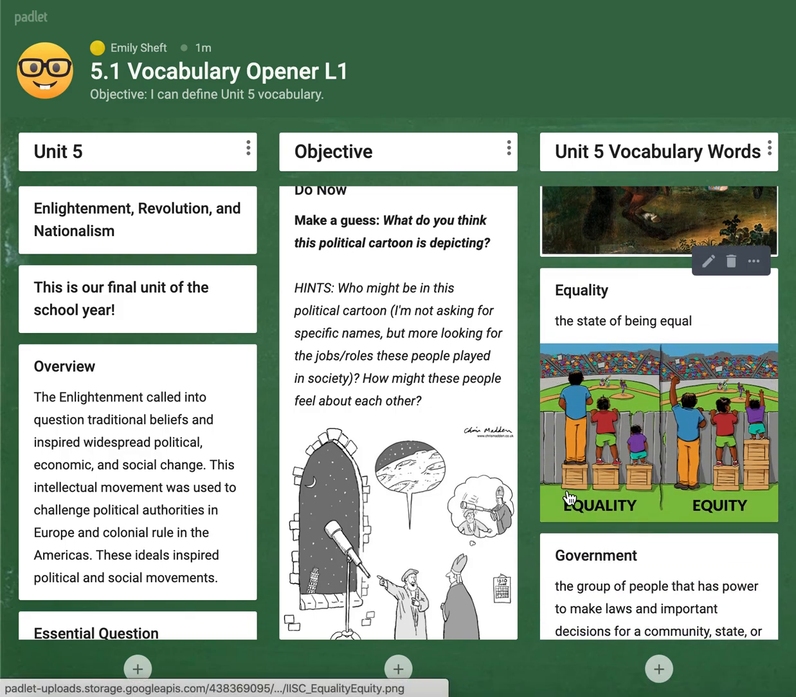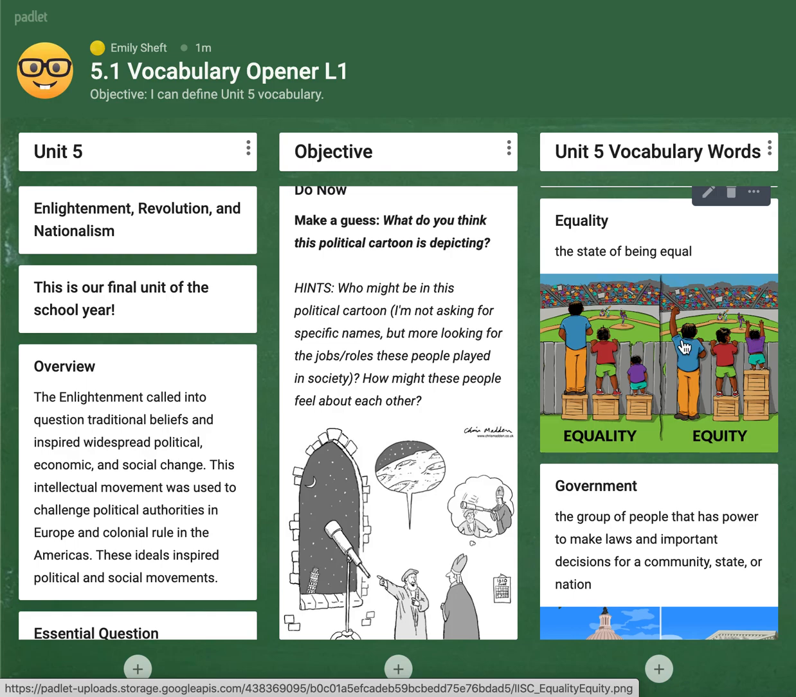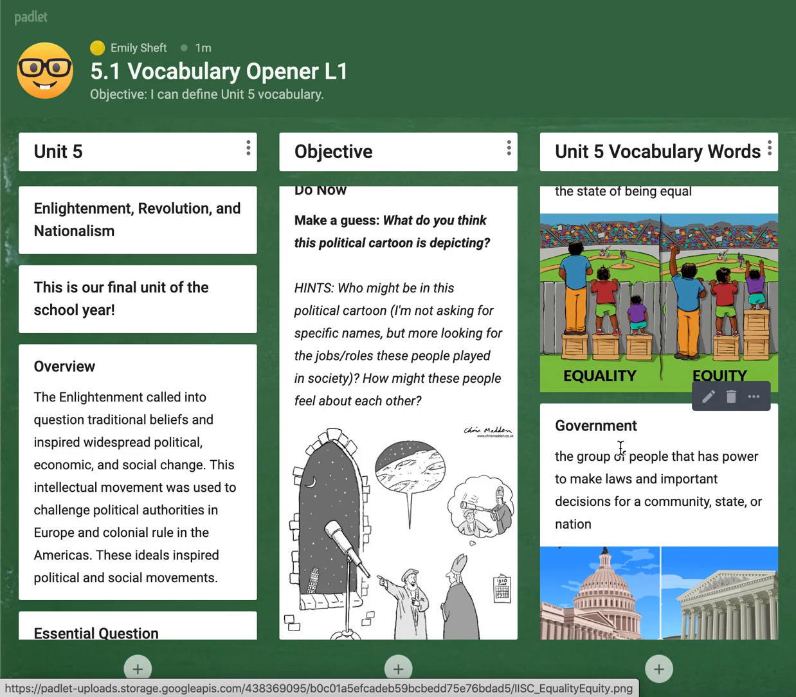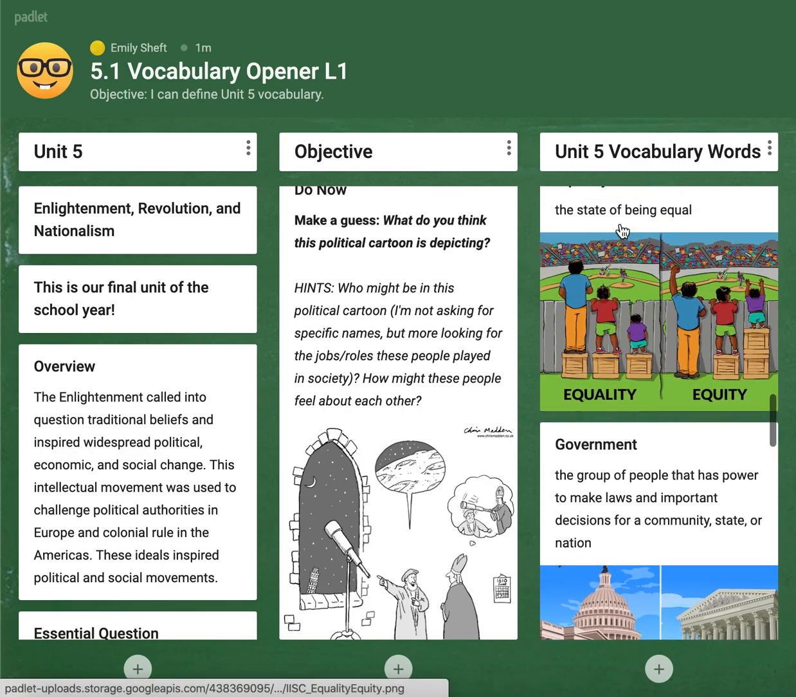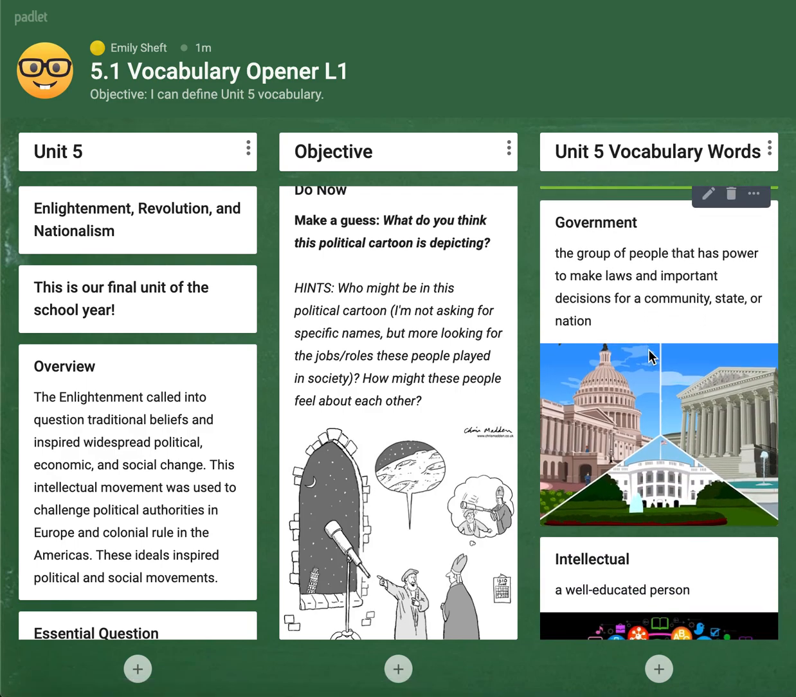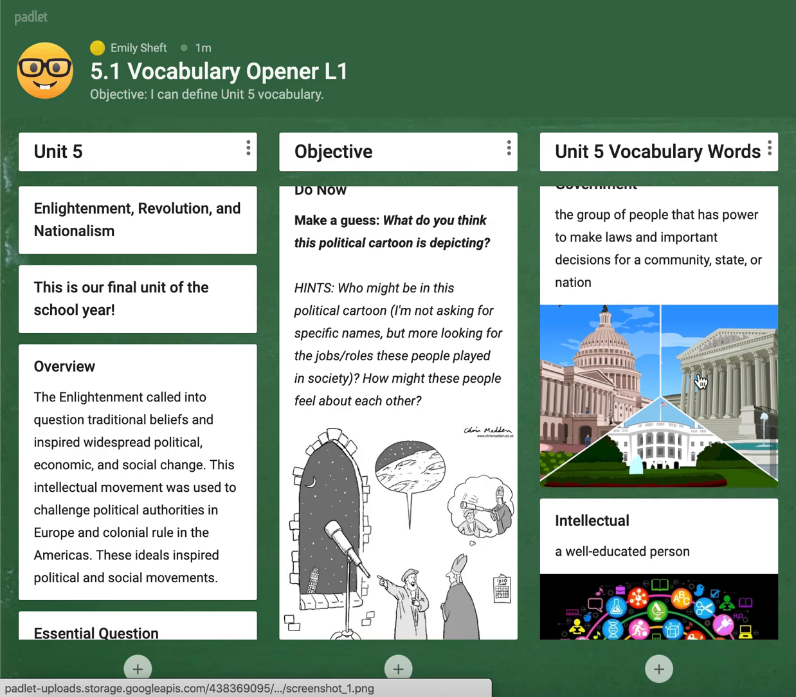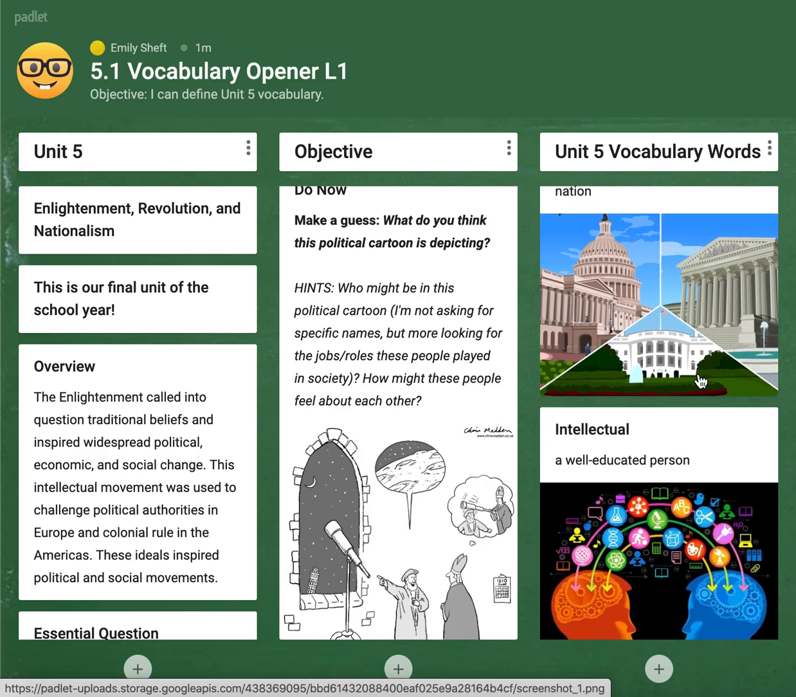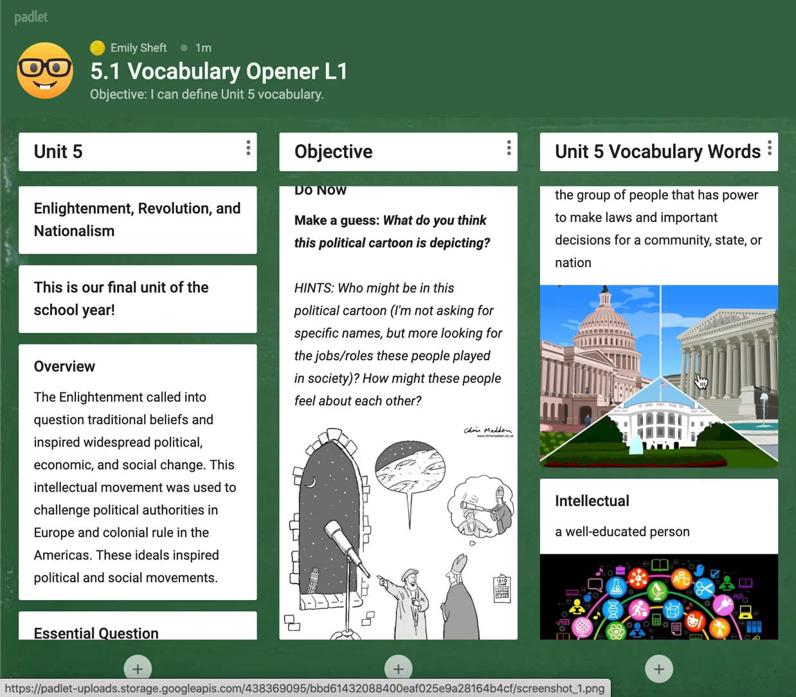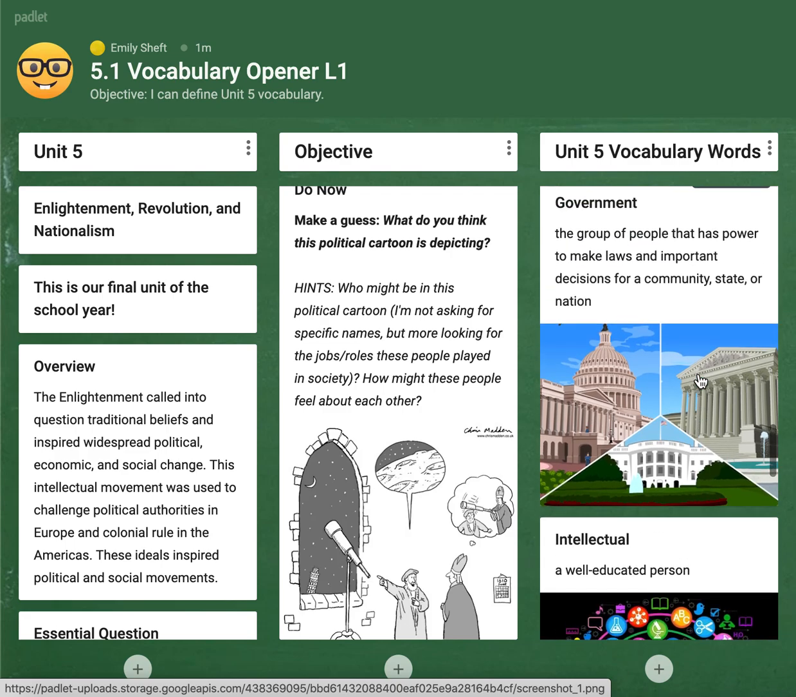Equality, the state of being equal. So everyone was given the same size box for equality, as compared to equity. You are given what you need to be able to, in this instance, to be able to watch the baseball game. But we're focusing on equality, the state of being equal. Government, something that we know something about. The group of people that has power to make laws and important decisions for a community, state, or nation. We're really experiencing government firsthand every single day, seeing how decisions are made for community, state, and nation in response to COVID-19.